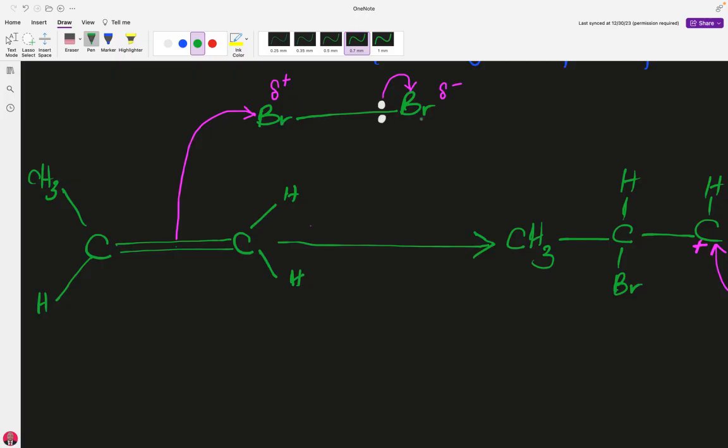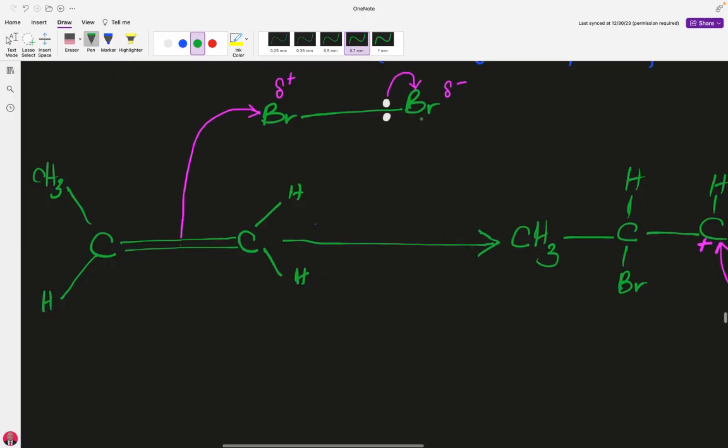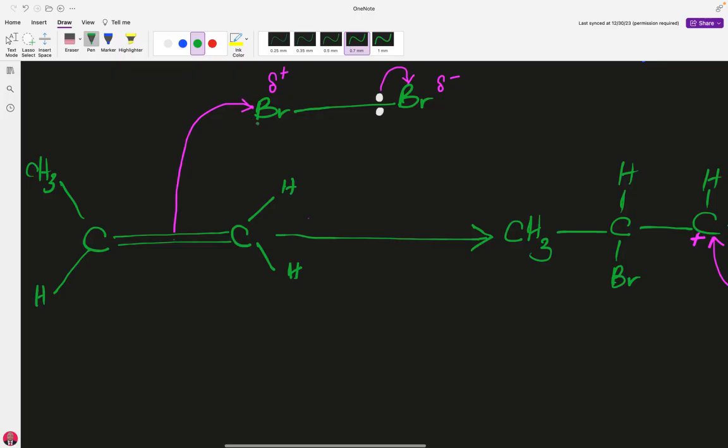Now, step number 4 is electrophilic attack. The electrophilic attack is now what? This cation here that is deficient of an electron is acting as an electrophile, and is going to attack this electron-rich carbon here. It's going to attack from this end. Sorry, it's attacking here.